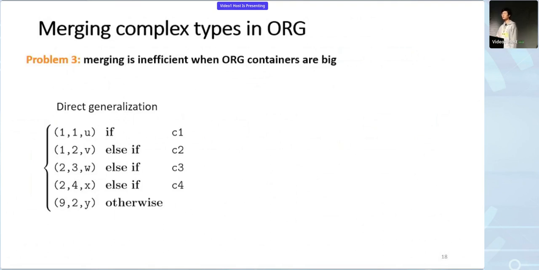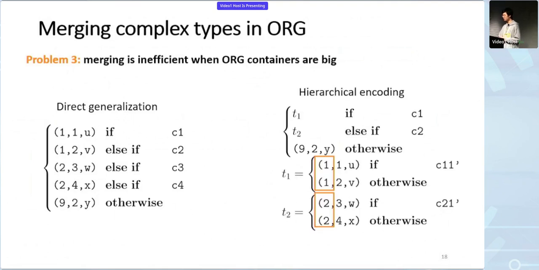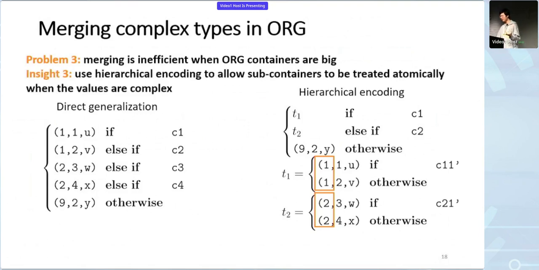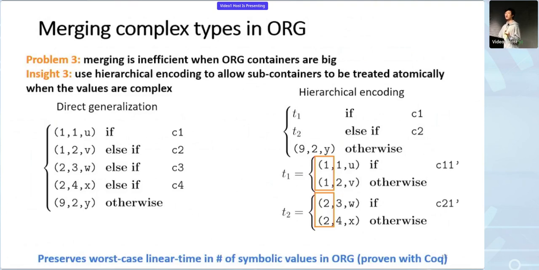So our solution to this problem is to introduce a hierarchical encoding and organize values in subcontainers. For example, here we can organize all the values with the first field 1 in the subcontainer T1, and also the same for T2. And during the merging, sometimes we can simply treat the whole subcontainer atomically and not inspect the values or augment the path conditions in it. So this is still a linear time algorithm, but it can run faster and generate smaller formulas when merging complex types.